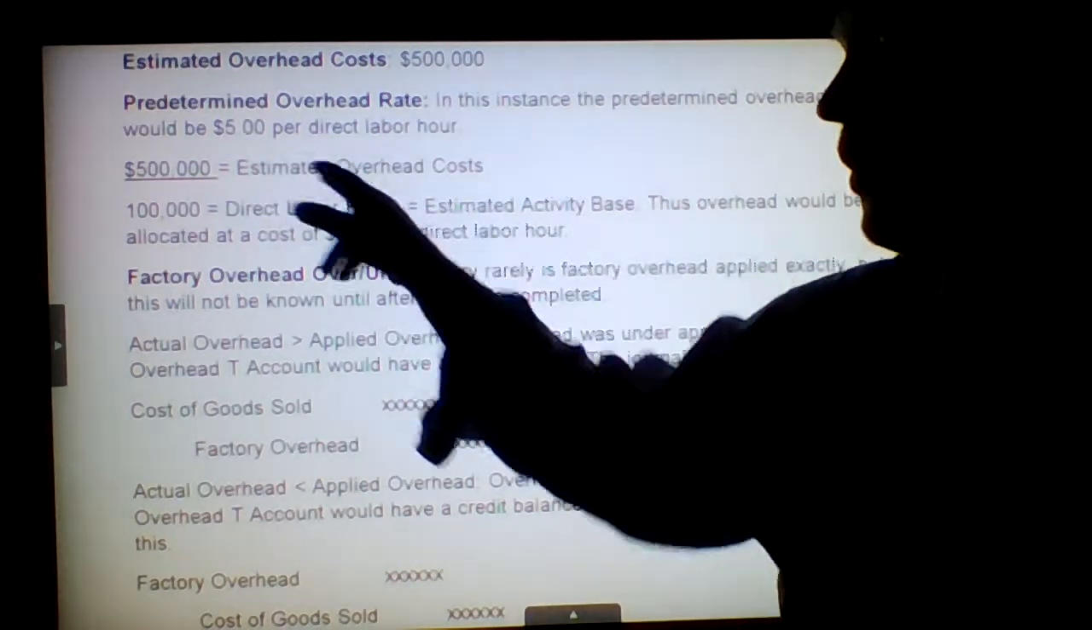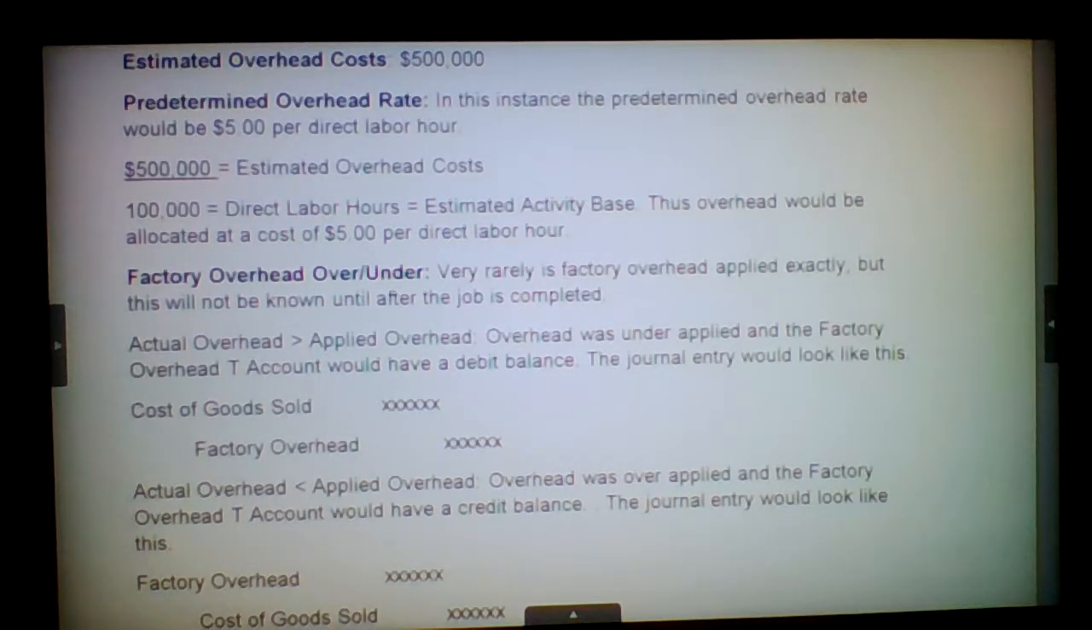And here I just go through the math. 100,000 direct labor hours equals your estimated activity base. Thus your overhead would be allocated at a cost of $5 per direct labor hour.